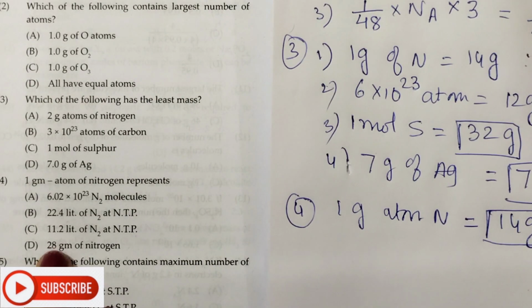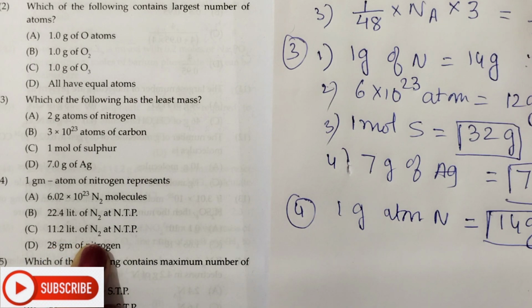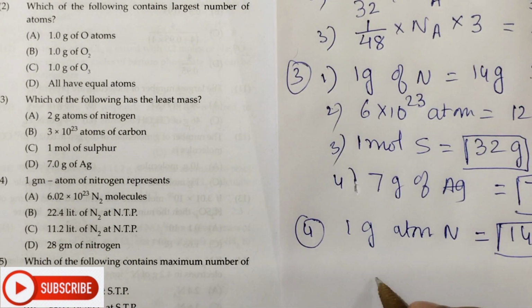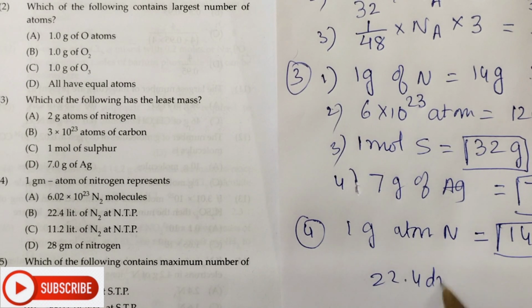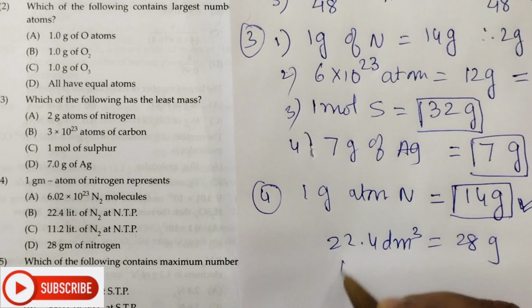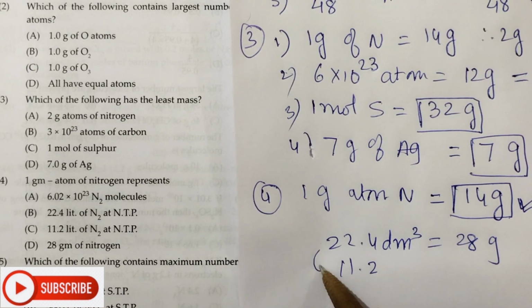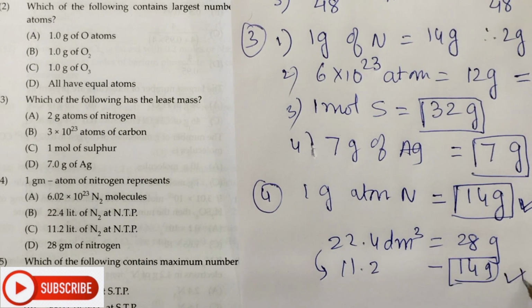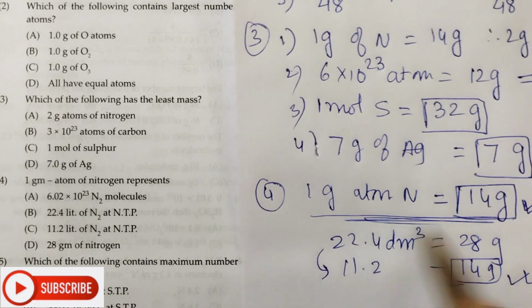Come to the next option, 11.2 liter of nitrogen at NTP. You know that if I take 22.4 dm cube, then nitrogen will occupy 28 gram. So for 11.2, the volume has become half. So this will also become half, and this is 14 gram, which matches to the given option, right?